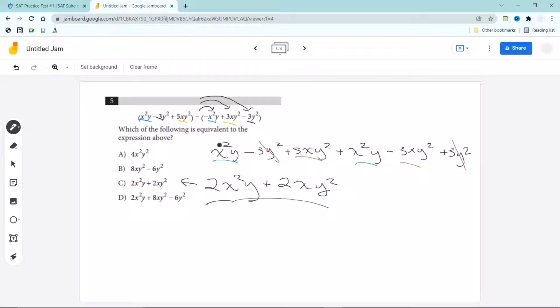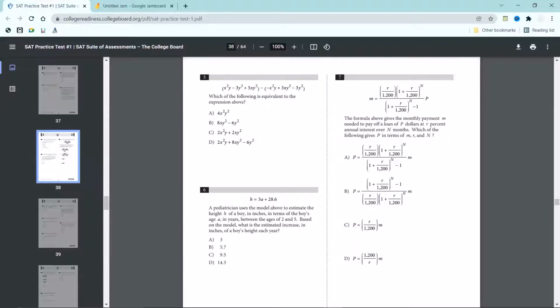We can see that's choice C. And that is correct, right? All we did was some simple algebra. We combined the like terms. Perfect. All right, let's take a look at question 6.